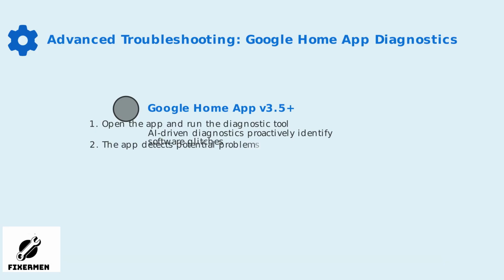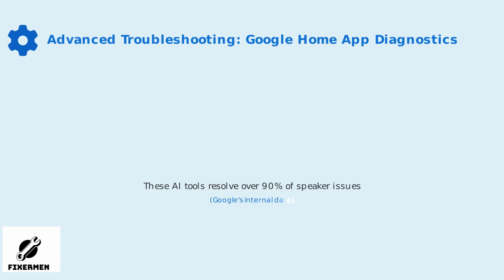The diagnostic tool automatically detects problems like connectivity issues, software bugs, or configuration errors that might affect the speaker. Once problems are identified, the app provides specific solutions. Common suggestions include clearing the app cache, relinking your Google account, or restarting the device. According to Google's internal data, these AI-powered diagnostic tools successfully resolve over 90% of speaker issues without requiring hardware intervention.